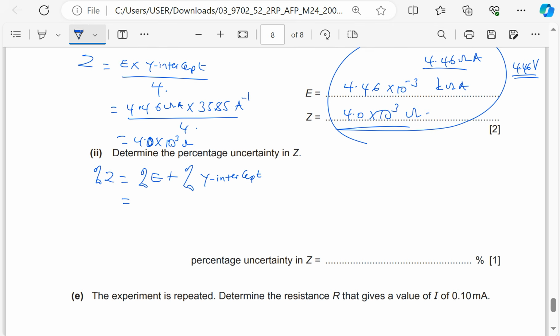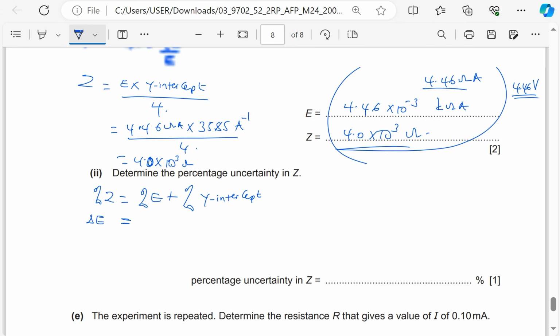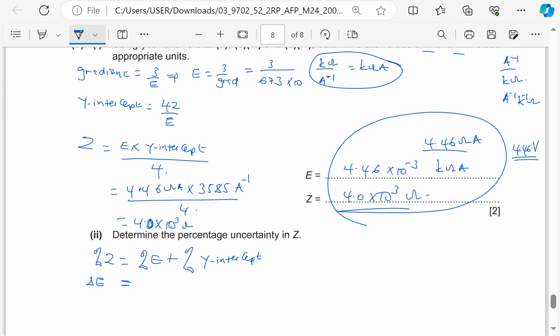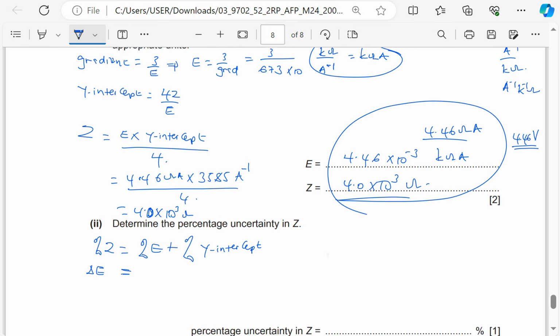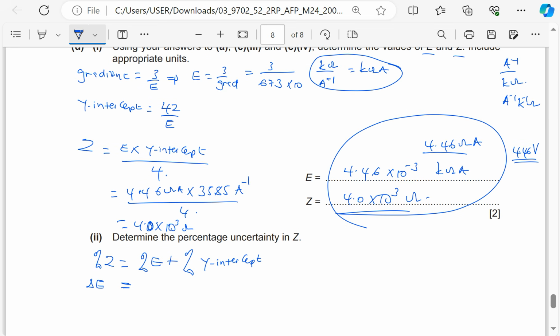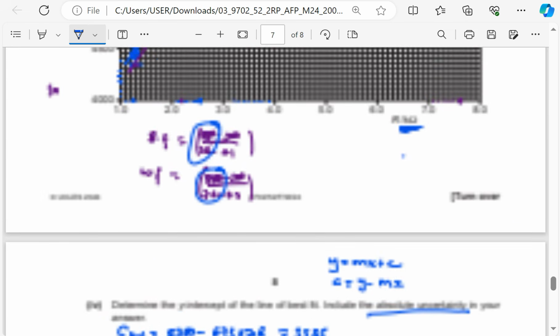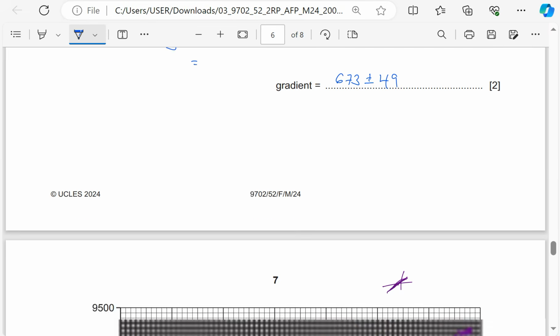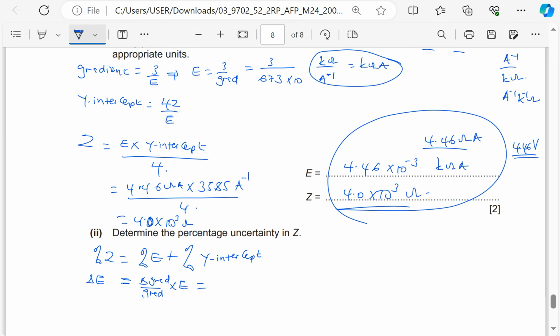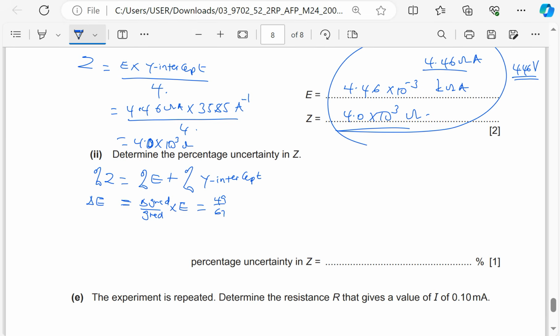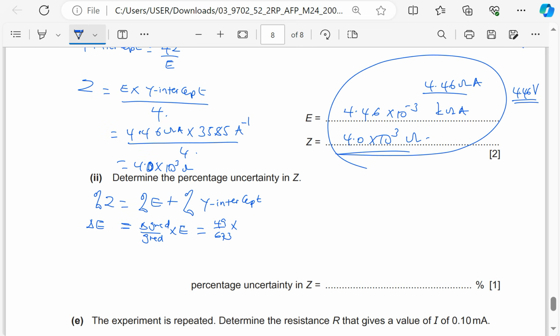So for the absolute uncertainty in E, I'm going to find it. Since E is 3 over the gradient, the absolute uncertainty in E is equal to the absolute uncertainty in the gradient divided by the gradient, times the value of E. That is 49 over 673 times the value of E, which I got here as 4.46. That is the absolute uncertainty.